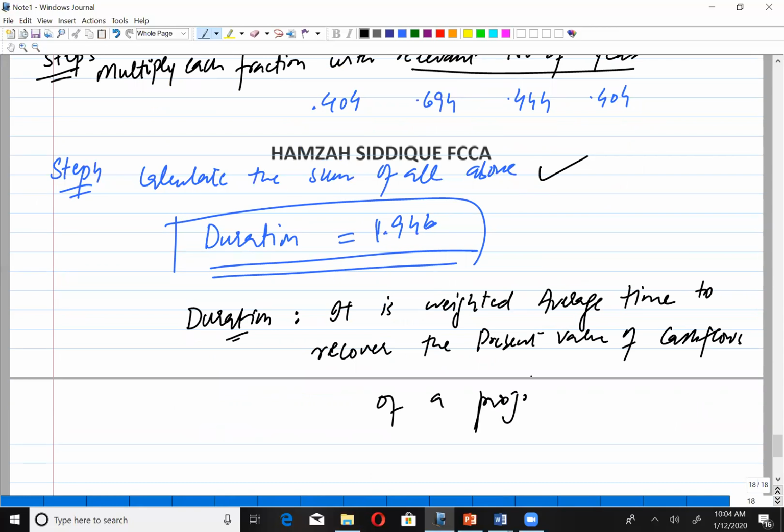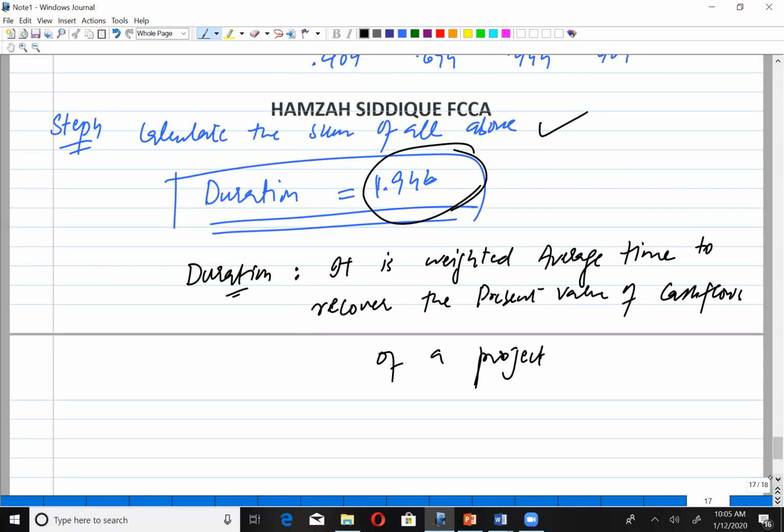You see, we did weighted average time. So this is the weighted average time, utilizing all the cash flows, return phase. Students, remember how to interpret it. What does it mean? How to interpret it?